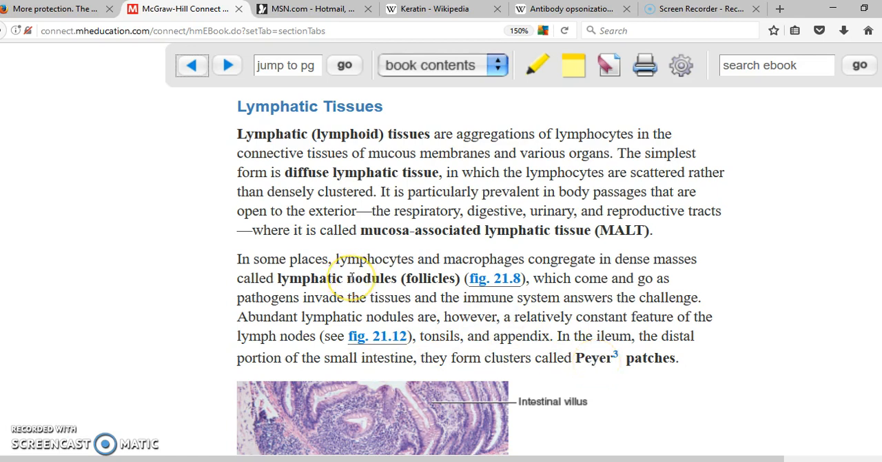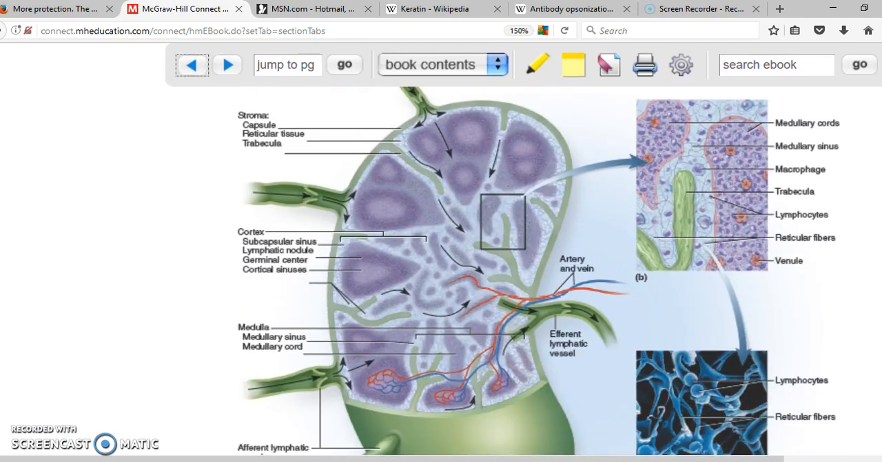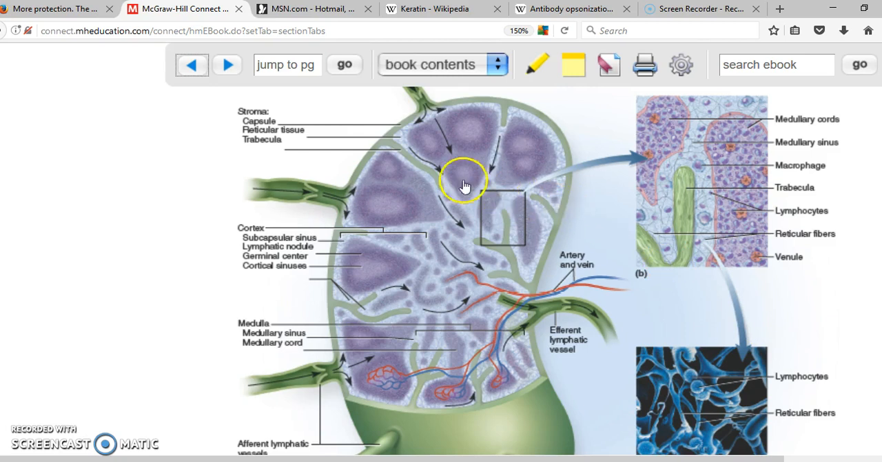So nodules, or big groups, let's put it that way. If you find them in the intestines, they're called Peyer's patches. Other than that, most of these lymphatic nodules you're going to find at the level of the lymph nodes. Let's take a look at that. If we scroll down right here to where the lymph nodes are, you can see right here, it says lymphatic nodule, lymphatic nodules. Okay, so the lymphatic nodules are very important because they are groups of lymphocytes located in this area, lymphocytes as well as other white blood cells.